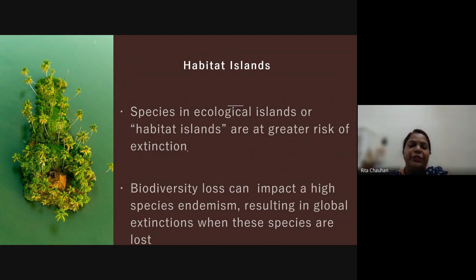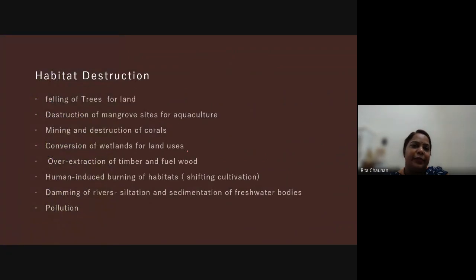So these are species and endemics. Habitat destructions we have already just learned. Felling of trees for land, then destruction of mangrove sites. Mangrove sites, we know, are the area between where the river water meets the ocean, and they form the mangrove ecosystem. So many times we cut down that mangrove forest and convert that land area into aquaculture, and we grow prawns and fishes there.